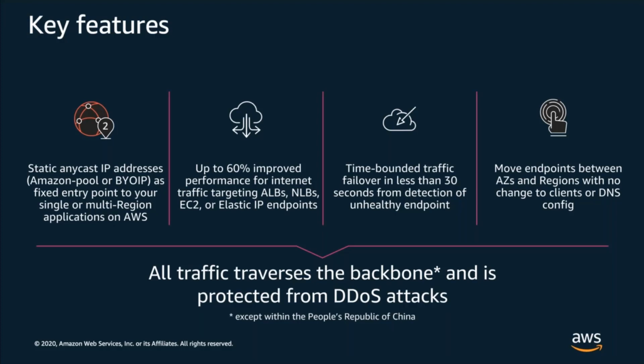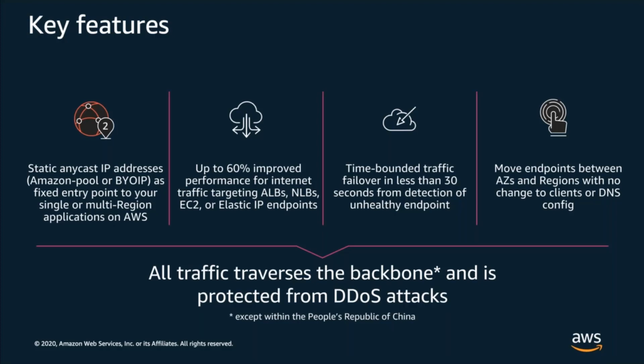The static IP addresses become your single entry point for your internet-facing traffic to your applications running on AWS. And this could be a single application load balancer or EC2 instance in a region, or multiple applications deployed across multiple regions and multiple geographies. So that's the first benefit, the static IP addresses.